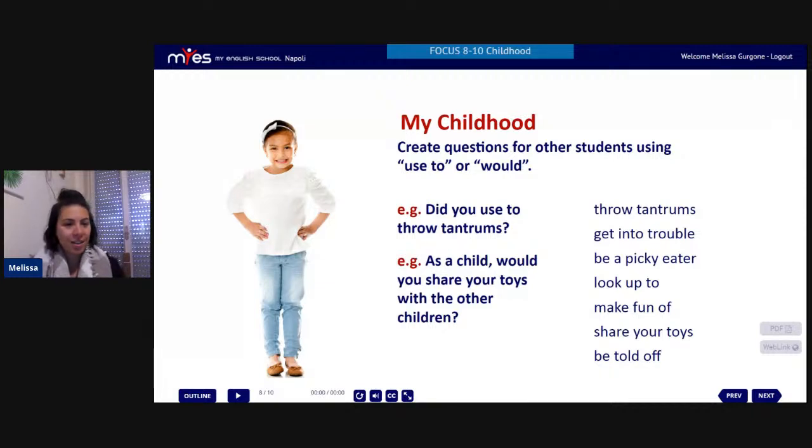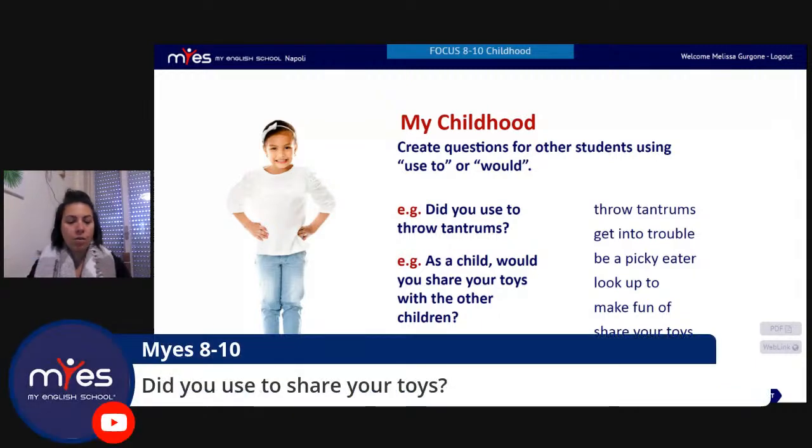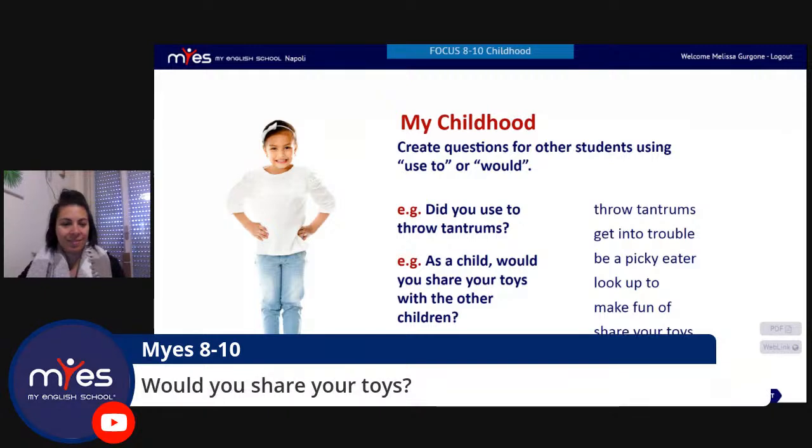And share your toys. Share is not a stative verb, so we can use both. Did you used to share your toys? Or would you share your toys with other children? Okay. I think if my memory is correct, as a very young girl, I didn't used to like to share. But again, I think that is something that we are all guilty of when we are very little children.